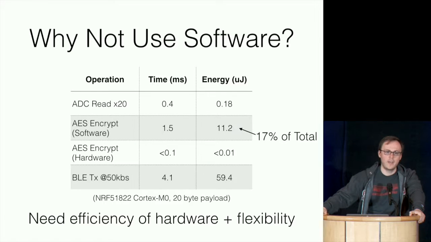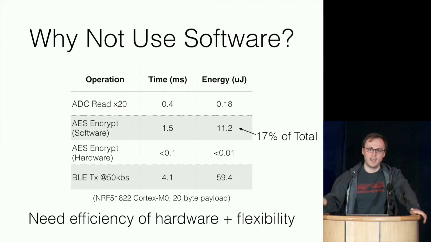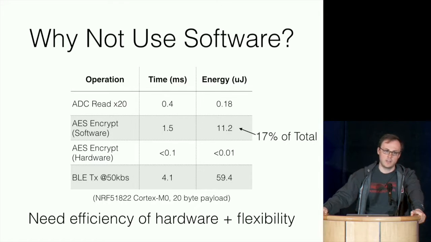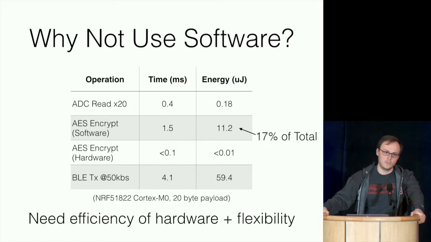So why not just use software? After all, software tends to be fairly flexible. Pretty much every IoT device out there will probably have some sort of microcontroller in it. And the answer is that it tends to be fairly inefficient. There's a reason why a lot of these IoT devices have these fixed function accelerators in them, and that's because without a specific circuit that can accelerate cryptography, you end up spending quite a bit of energy on just encrypting and decrypting things.